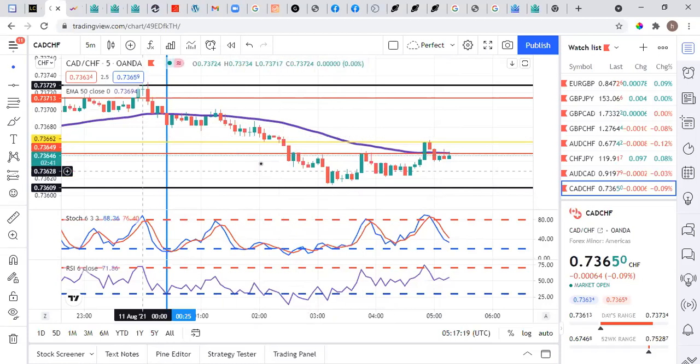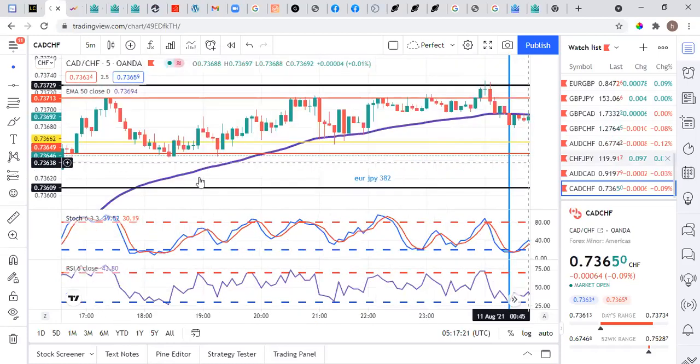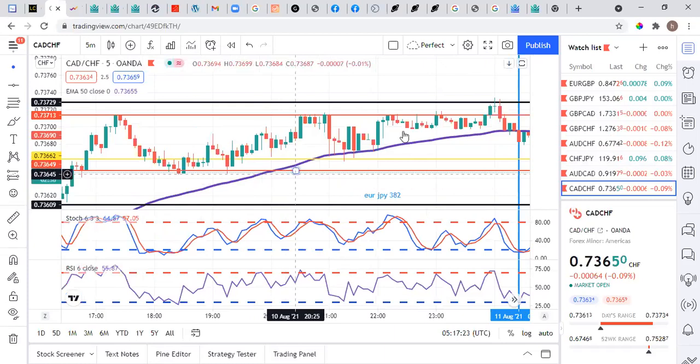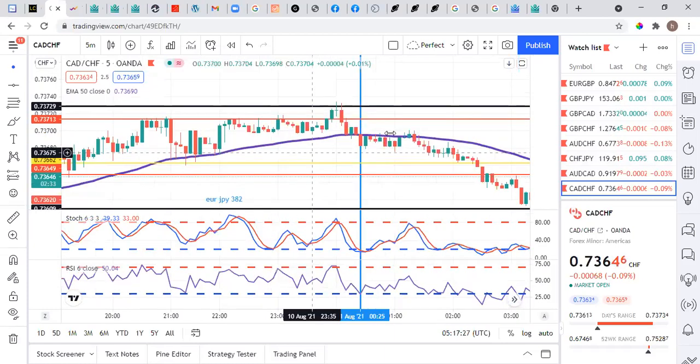But if the EMA is below the candle, like here, the EMA is below the candle, what is it doing? It's going up. But if it's in the middle, what is it doing? If the EMA is in the middle of the candle, what's it doing, guys? Put it in the chat box.